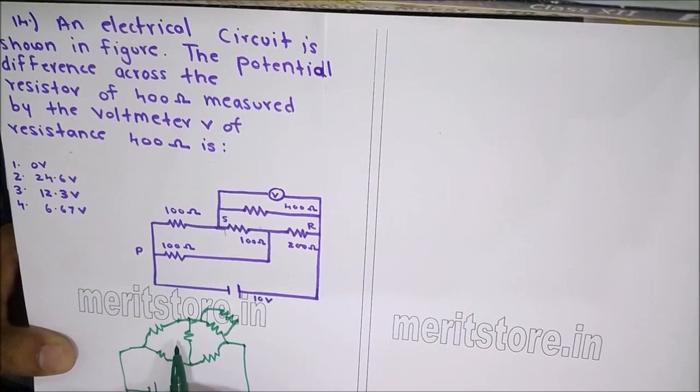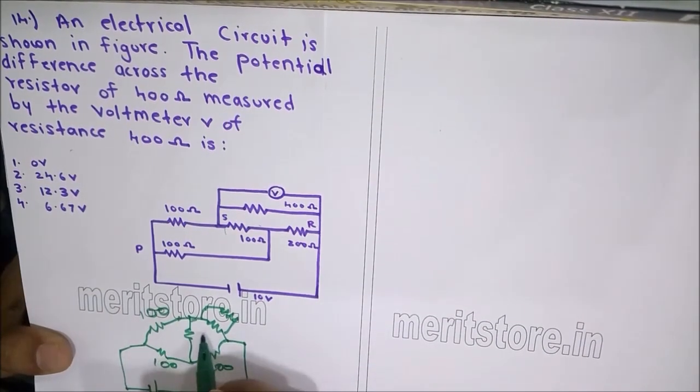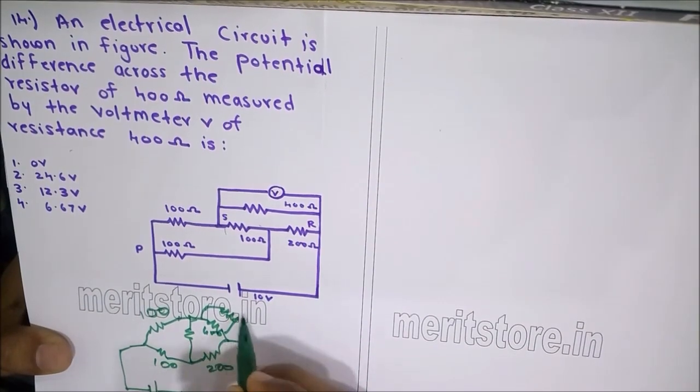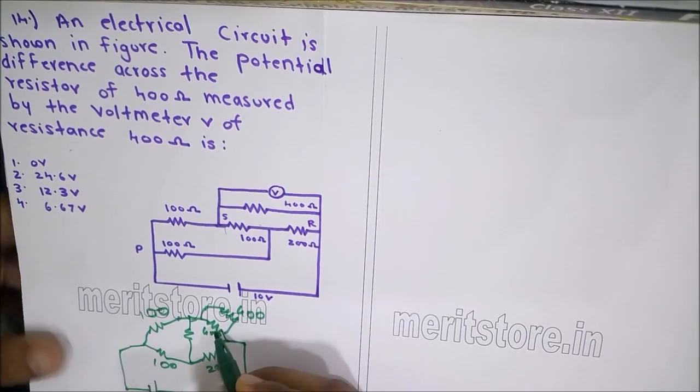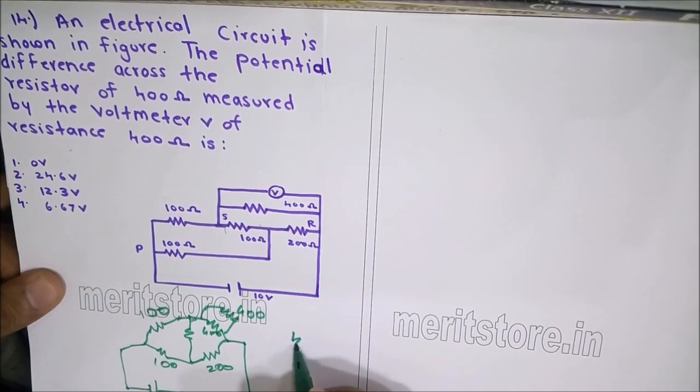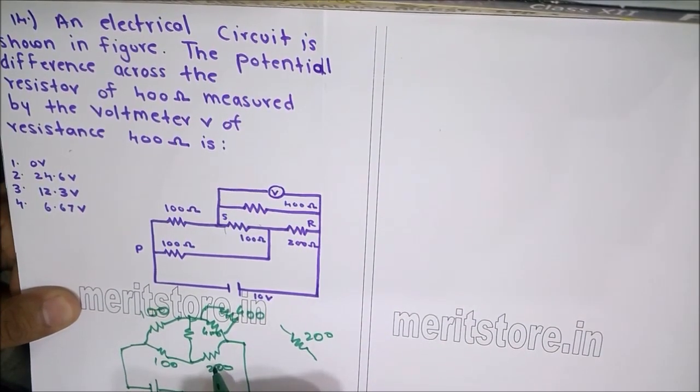So as you can see, it forms a Wheatstone's bridge. This is 100, 100, 200, 400 and 400 again. So the 400 and 400 in parallel form an equivalent resistance of 200 ohms. So as you can see, 100, 200, 100, 200. The bridge over here is balanced, which means no current flows through this arm.